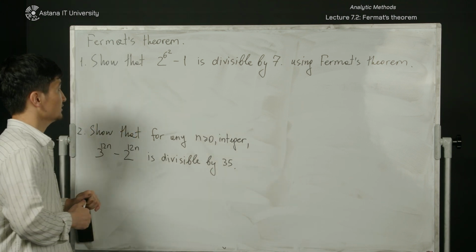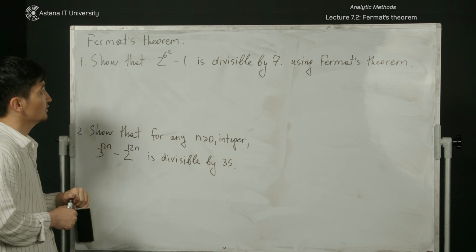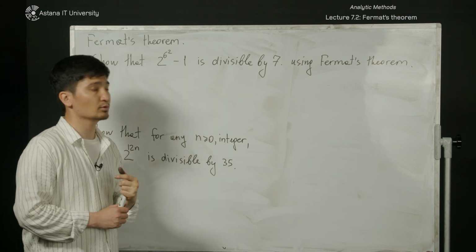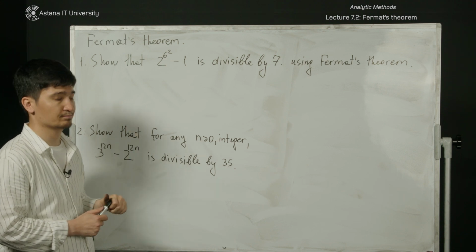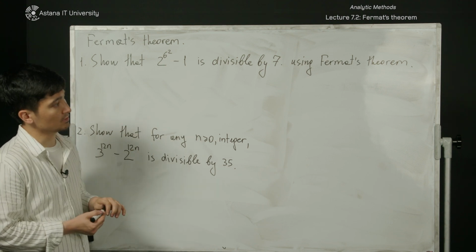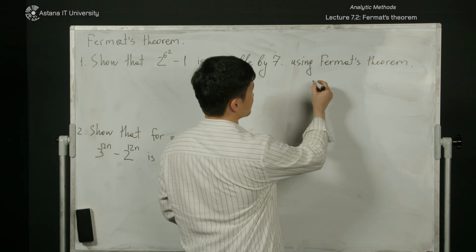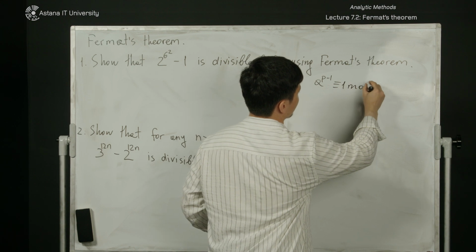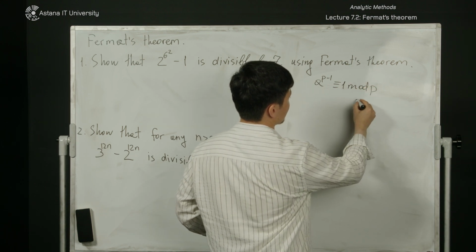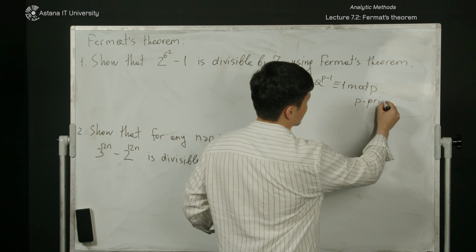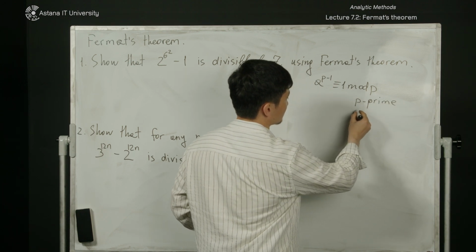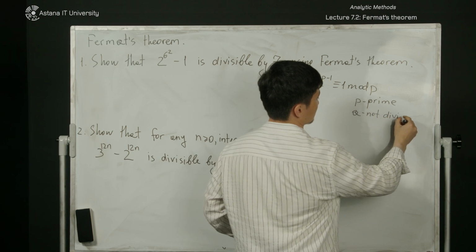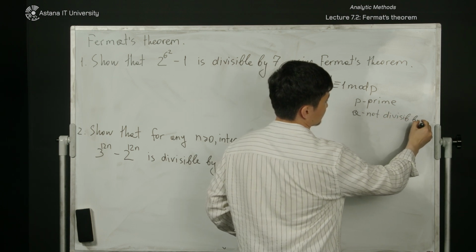Okay, now let's consider this problem. Show that 2 to the power of 6 to the power of 2 minus 1 is divisible by 7 using Fermat's theorem. So remember, Fermat's theorem says that a to the power of p minus 1 gives you remainder 1 when divided by p. And in this case, this p is prime, and a not divisible by p.